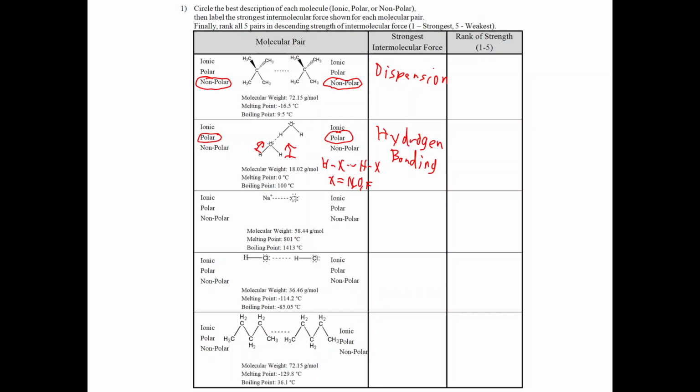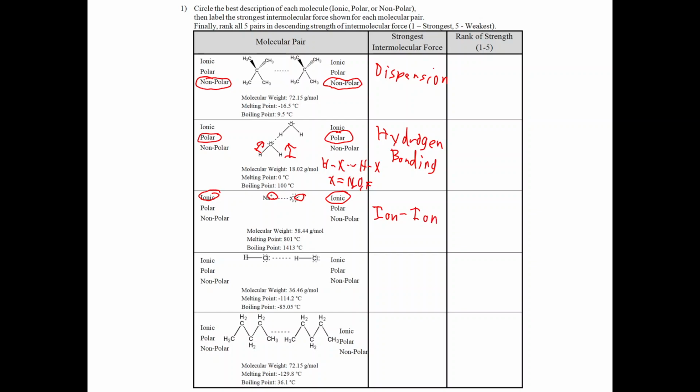All right. Now looking at the next one, we see that we have a positive charge and a very small negative charge, but still negative. So both of these are going to be ionic. And whenever you have 2 ionic species come together, this is going to be ion-ion.